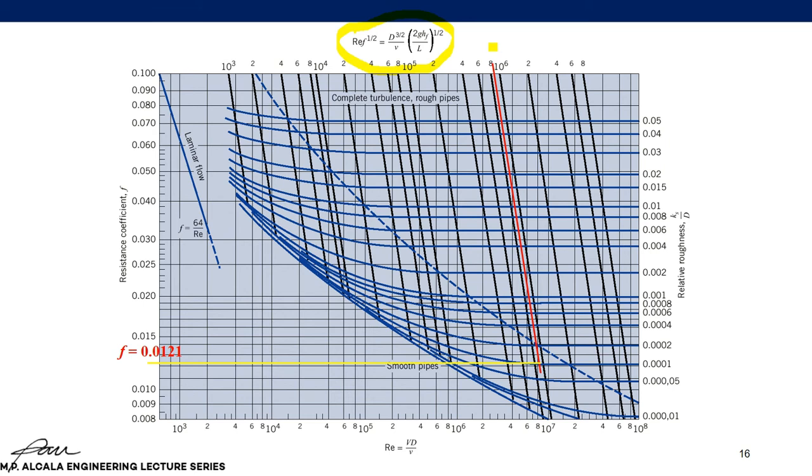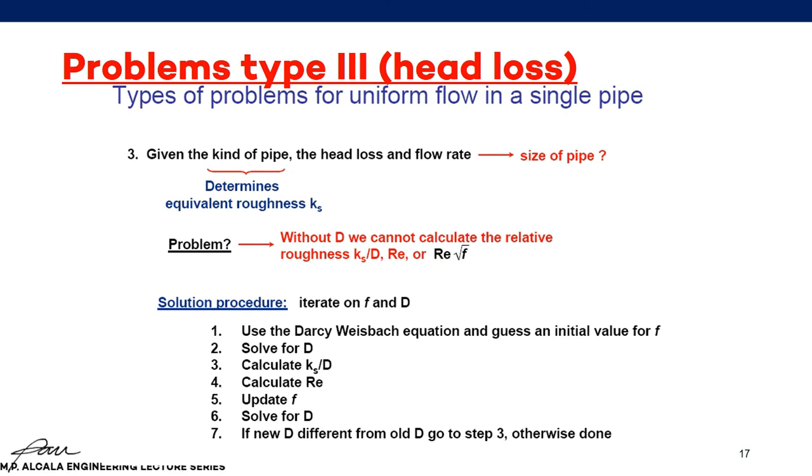And this line, or the roughness of 0.001, will give you an approximate friction factor of 0.0121. So you may also use this equation, or these lines. So an easier approach. Now here's the crucial, much more critical part.